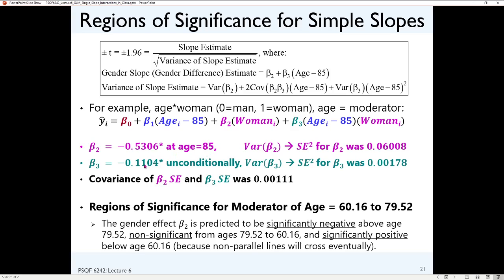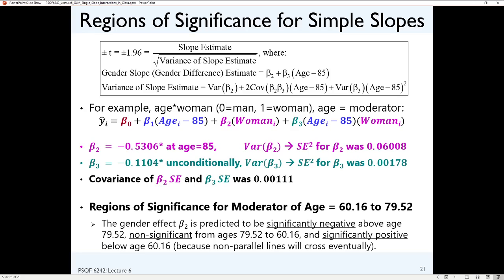So for every unit older someone is, the gender difference is expected to be greater, more negative, by 0.11. That means that the gender difference is also predicted to be smaller as age decreases. So if we go back down, then it becomes less negative in younger people. And so once we hit 79, that's when the negative gender slope would become non-significantly negative. It would remain non-significantly negative all the way down until age 60, at which point less negative, less negative, less negative turns into more positive.